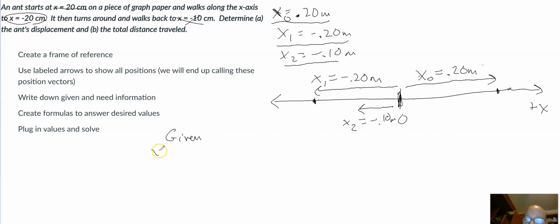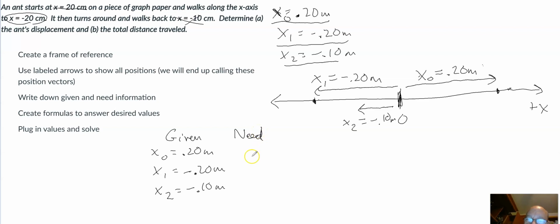I've been given that x0 equals 0.20 meters. I've been given that x1, the second position there, is at negative 0.20 meters. And I've been given that my third position is negative 0.10 meters. Okay, so these are my positions at each of those times, each of these points in space. Okay, I'm going to write this down too.